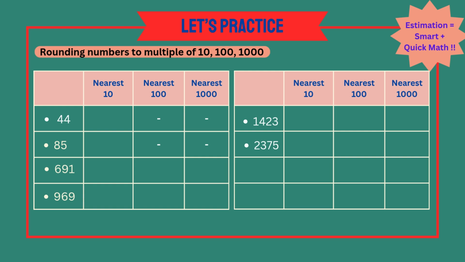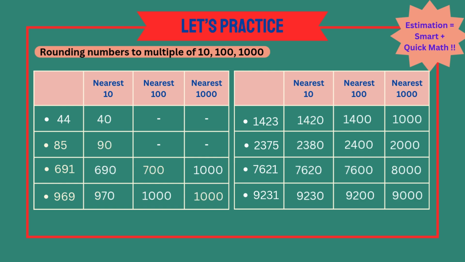Next one. 7621. Think, is it nearer to 7000 or 8000? And the last one. 9231. What do you think? Should you round up or down? All done? Now check your answers with your teacher.